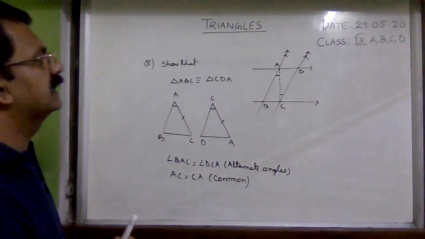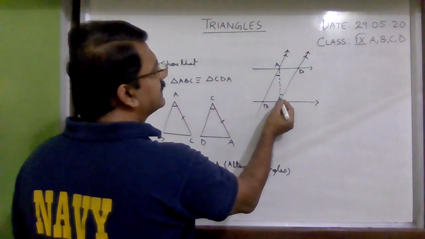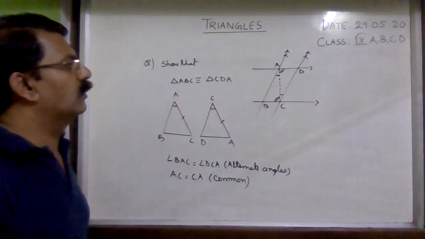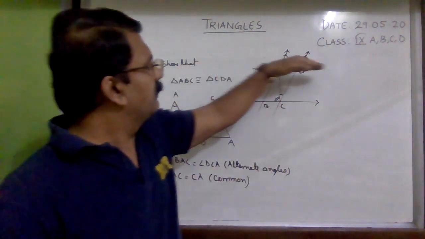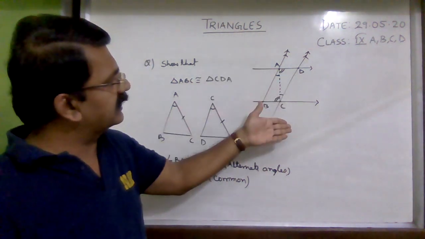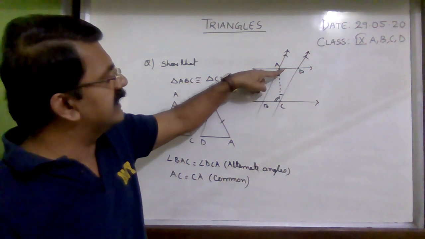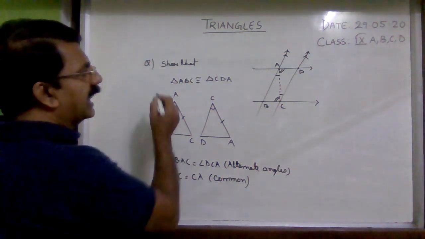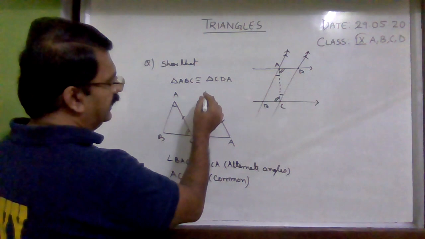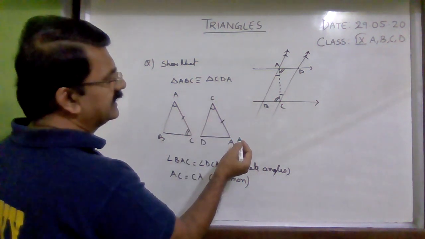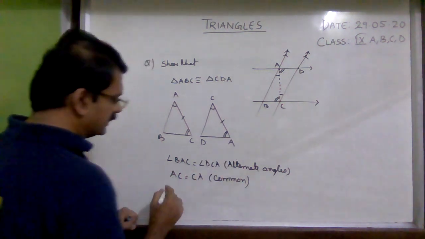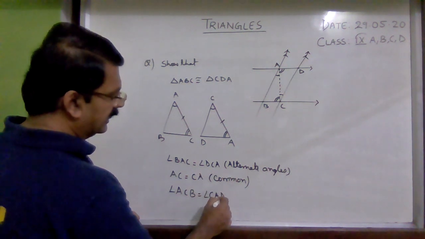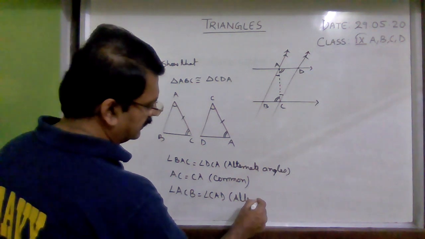Clear? Next is, you can see this angle ACB and angle DAC, they are also equal. Why? Because they are also alternate angles. See, these two are parallel lines. This is a transversal. So angle DAC and angle ACB are equal because they are alternate angles. Means angle ACB, this angle, and angle CAD, this angle, are equal. Reason again you will write: angle ACB is equal to angle CAD, because they are alternate angles.